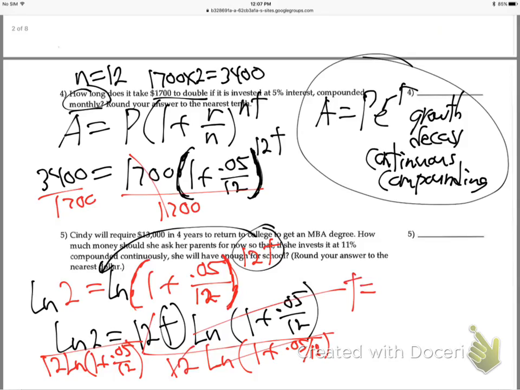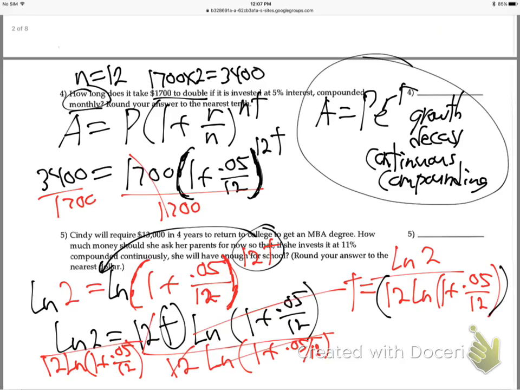Make sure you can do that in your calculator. Somebody got a number there? It's ln 2 over 12 ln of 1 plus 0.05 over 12. Now, if you have a calculator that's the newer kind that makes it look like a big fraction, then great. Just type it in like it looks, no problem. If you have the old kind that puts it all on one level like mine, then you're going to have to put another set of parentheses around that denominator.